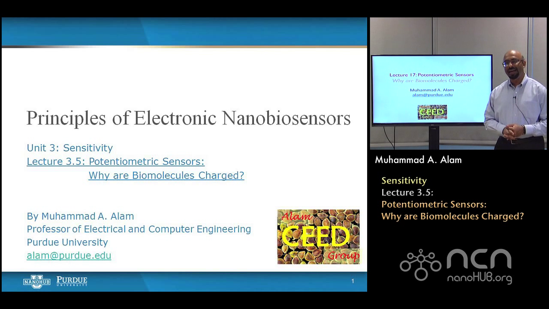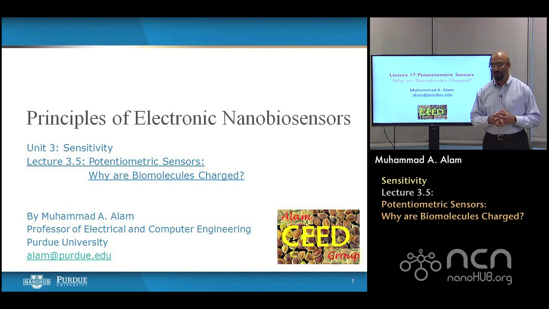Welcome back. We are discussing potentiometric sensors. If you remember, we started with this basic notion that a potentiometric sensor response should scale linearly with analyte concentration. That if you increase the analyte concentration by a factor of 100, your current goes up by a factor of 100. That was our hope.